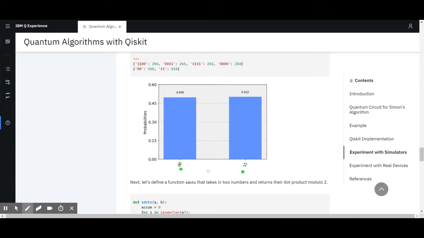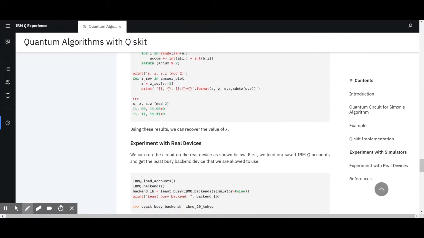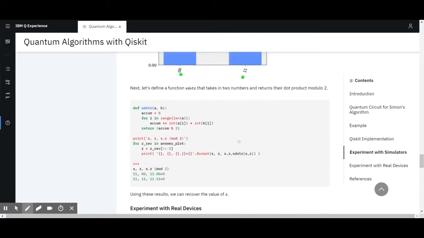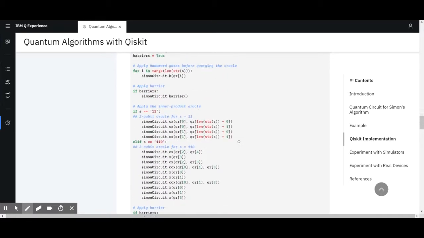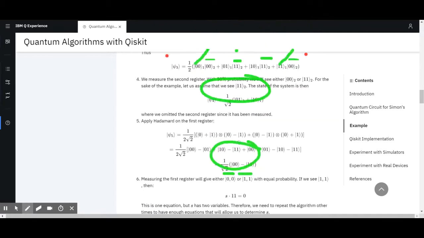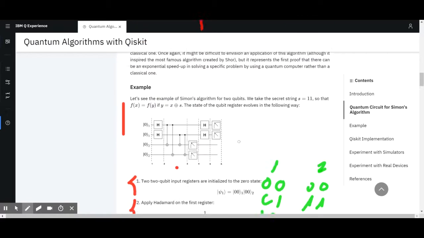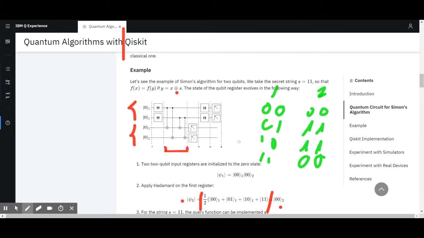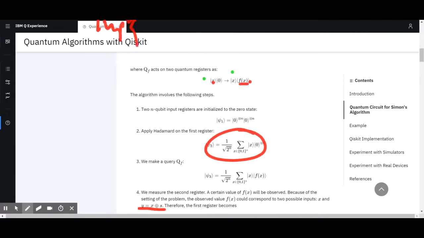0 0 1 1. So define the function. Using these results, we can recover the value of S. First attempt failed. I partially understand. I understand some of the steps, but I don't fully understand the mathematical description of the algorithm or of the problem.